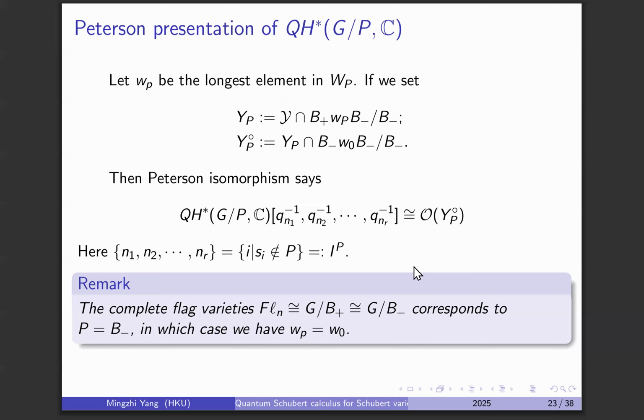And then the Peterson isomorphism theorem says that the quantum cohomology ring of the flag variety G/P is isomorphic to the coordinate ring of this open Peterson variety associated to P. And in particular, in our case, I consider the parabolic to be a Borel subgroup, so we get a new presentation of the quantum cohomology ring, but we need to take localization at the quantum variable here. But if you consider Y_P, then you don't need to take localization.